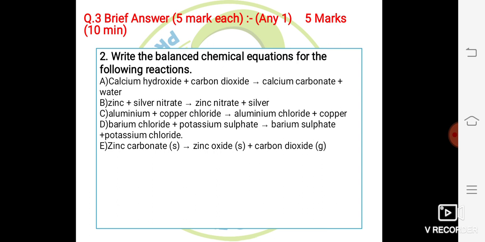That means Zn plus 2 AgNO3 will give you ZnNO3 twice plus 2 Ag. Barium chloride plus potassium chloride will give you barium sulfate plus potassium sulfate. So you had nothing but BaCl3 plus K2SO4 will give you BaSO4 plus 2KCl. I repeat, BaSO4 plus 2KCl. So this was the third one, how we solve.